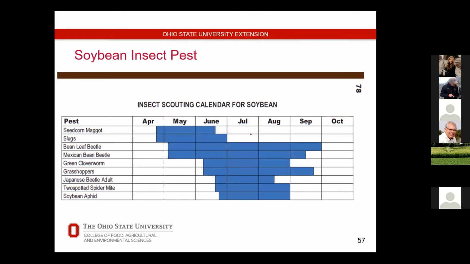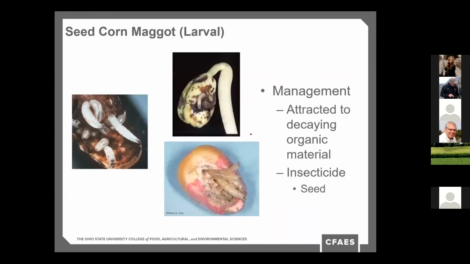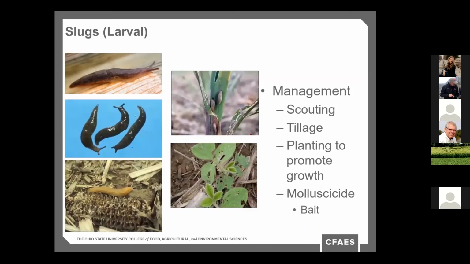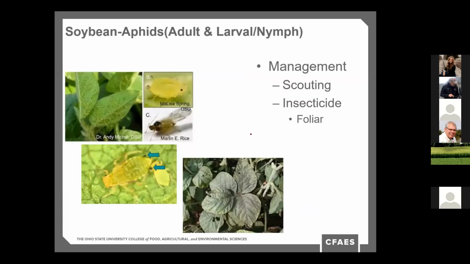Here are some soybean insects, a similar type of page that we can find in the guide. On page 93, you can actually find this scouting guide. It gives you where to look in relationship to these different insect pests. Seed corn maggot comes up again, a similar situation as what we have in corn. Slugs would also be a common soybean pest in a similar situation.